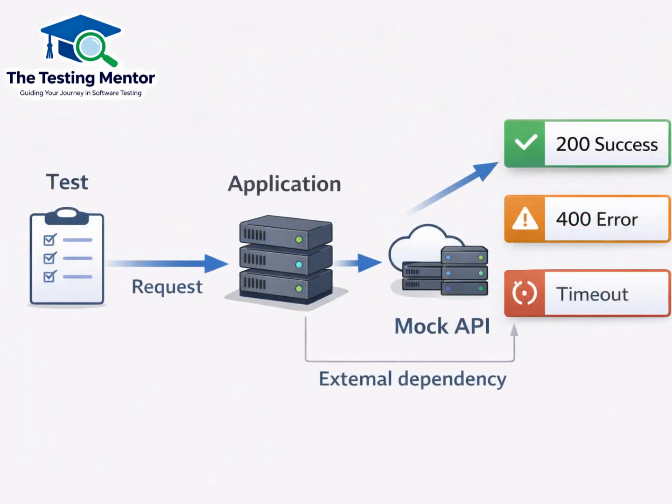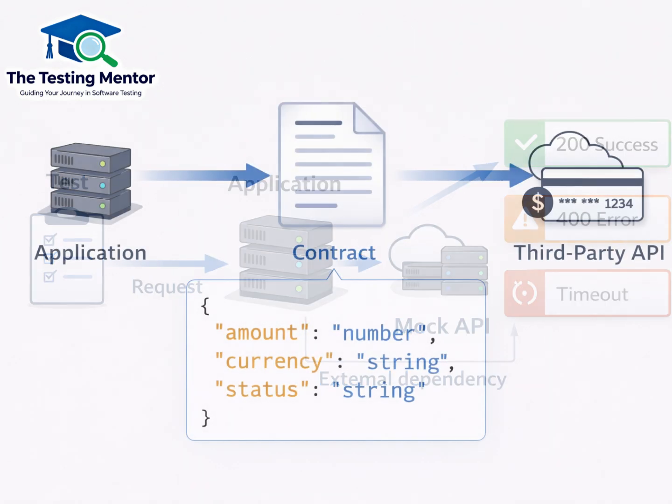The recommended approach is to mock the third party API during automated testing. Mocking allows you to simulate API responses without calling the real service. For example, instead of calling a real payment gateway, you simulate responses like successful payment, declined payment, network timeout, invalid card error. This allows you to test different scenarios in a controlled environment.